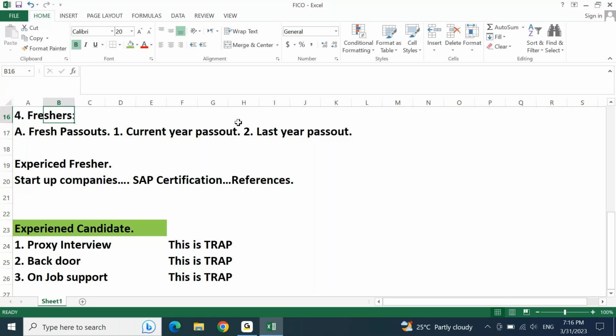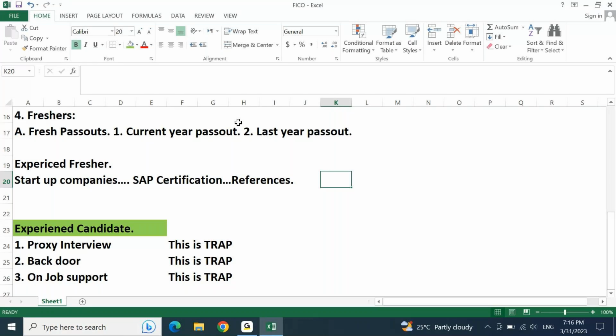Okay. Now, any experienced fresher, anybody who has experience but is trying to get into the market without showing any SAP experience, trying as a fresher in SAP? All right. If any such candidates are there, the only option is to consider startup companies. You should have SAP certification and good references. Only one of these three things can help you get into SAP. Otherwise, not possible. Very, very difficult.